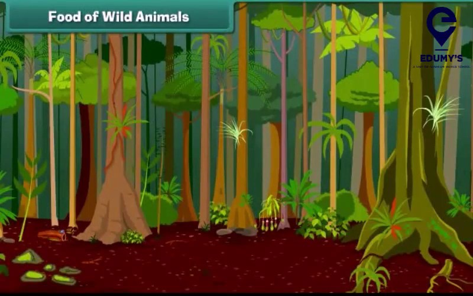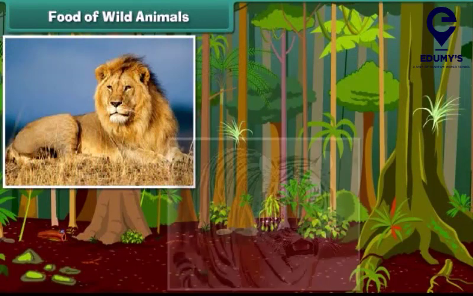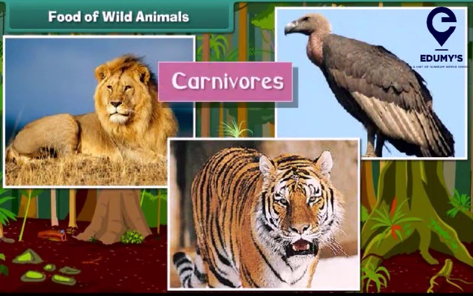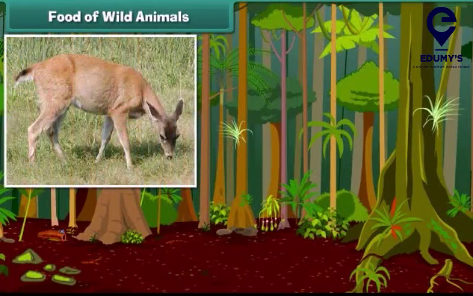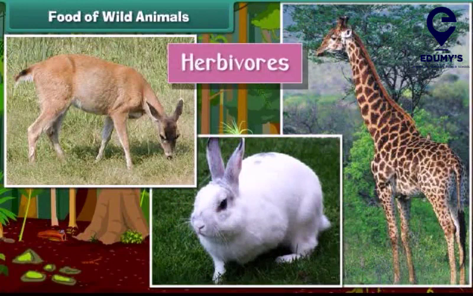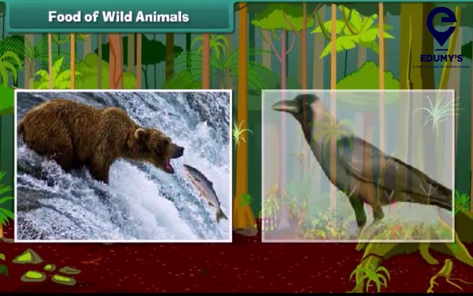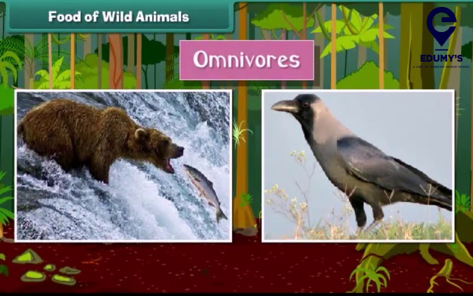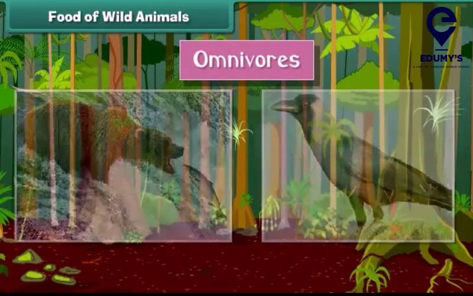Let us look at what wild animals eat for food. Lions, tigers and vultures are carnivorous animals. They eat flesh of other small animals. Deer, giraffe and rabbits are herbivorous animals as they eat only plants. Animals like bear and crow are called omnivorous animals as they eat both plants and animals.